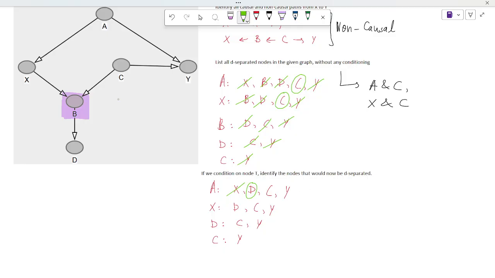Similarly, you have A and C. On the first path of A and C, the one that goes through Y, Y is a collider, so that is blocked.